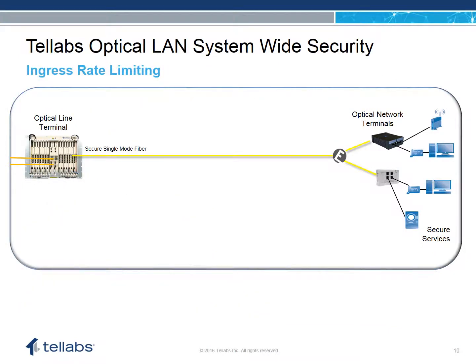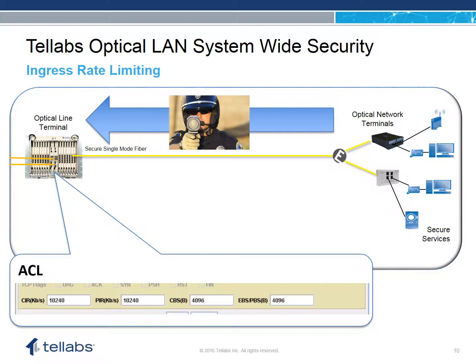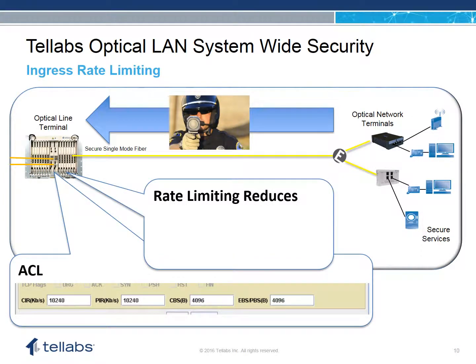Ingress rate limiting is an element of security necessary when enabling Ethernet bridging across the optical LAN. Its purpose is to limit all broadcast ingress datagrams down to a controlled and safe level. Rate limiting can be enabled on any ACL, not just broadcast. It protects against network flooding and blocking and can be set in 64 kilobit per second increments. Rate limiting greatly reduces the potential for denial of service, redirects, or other malicious attacks.